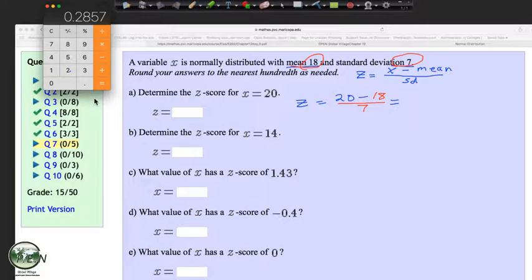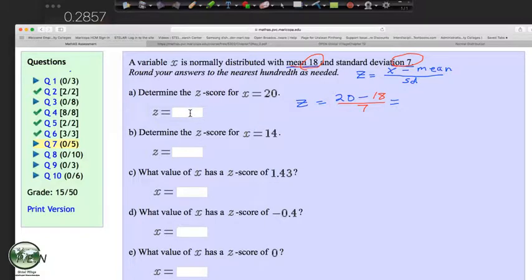0.285. So that is the z-score. Okay, and that's all we put in. What does that mean? It means that a score of 20 is about, what was it, 0.287. And they want them rounded to the nearest hundredth, so that's going to be 0.29, because the 8 gets rounded up. So far, so good? Okay.